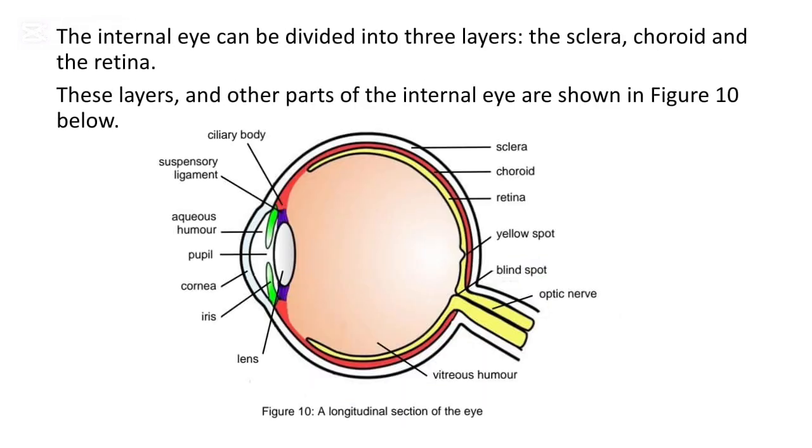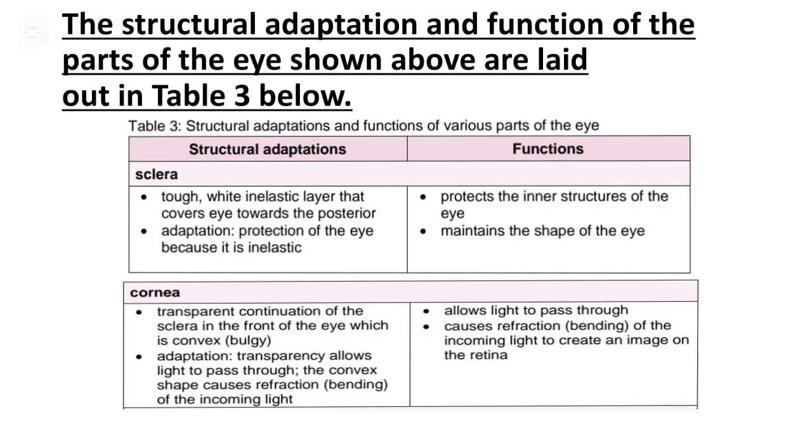The internal eye can be divided into three layers: the sclera, choroid, and the retina. These layers and other parts of the internal eye are shown in figure 10 below. The structural adaptation and function of the parts of the eye shown above are laid out in table 3 below. Sclera. The sclera is a tough, white, inelastic layer that covers the eye towards the posterior. Adaptation. Protection of the eye because it is inelastic. The function of the sclera is to protect the inner structures of the eye and to maintain the shape of the eye.